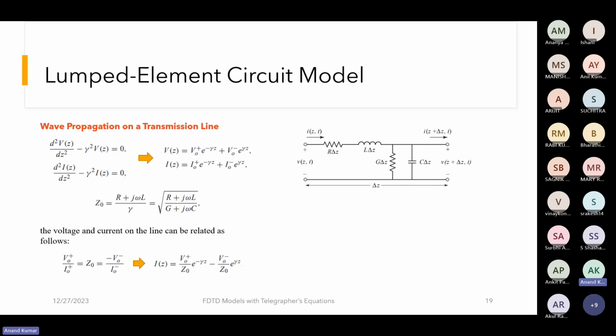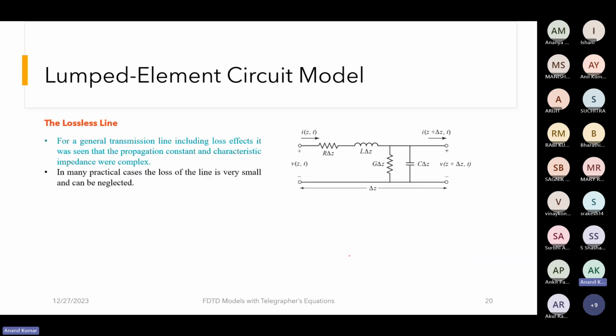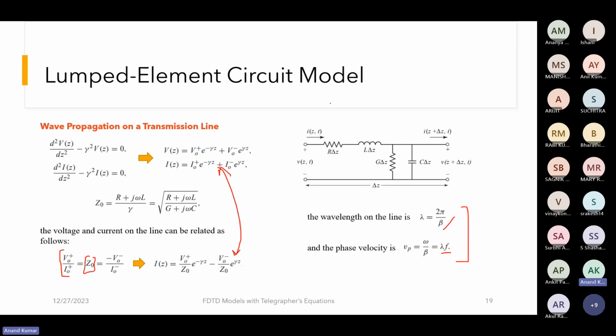Now, we can also compare these two terms and get this relationship of the forward traveling voltage and current terms. The ratio is the same as the characteristic impedance, and it equals the negative of the ratio for backward traveling voltage and current terms. Also, the wavelength on the line is given by 2 pi by beta, and the phase velocity is given by omega by beta. So this is some basic stuff. And that's about it for the lumped element circuit model.